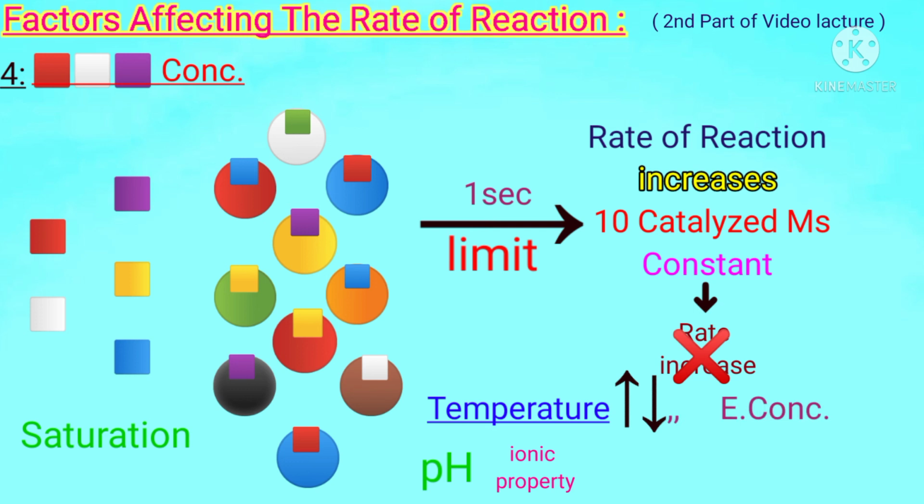With enzyme concentration, by increasing the concentration of the enzymes, the rate will increase, but after a limit the rate will not increase but will remain constant. Similar is the case with substrate concentration. By increasing the concentration of the substrate, the rate of reaction will increase. But when all the enzymes are occupied, then the rate will not increase and will again remain constant.